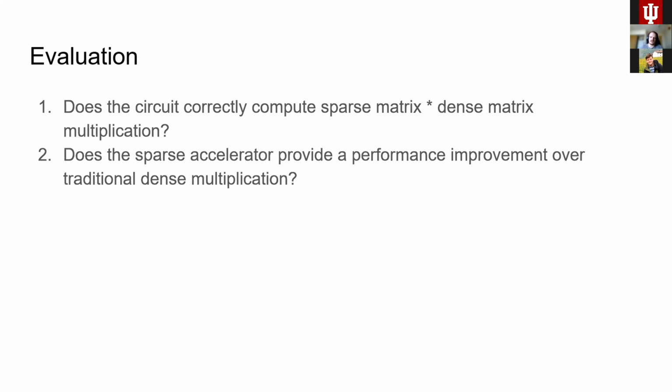And the second one, which is more of a good to have, does the sparse accelerator provide performance improvement over traditional dense multiplication? In order to do that, I think I would end up having to write more VHDL to compute dense multiplications between matrices and then compare to that. So I don't know if I'll end up having the time to do that, but if I do, that is something that I will try to achieve.